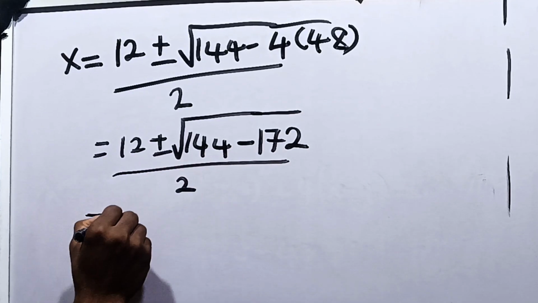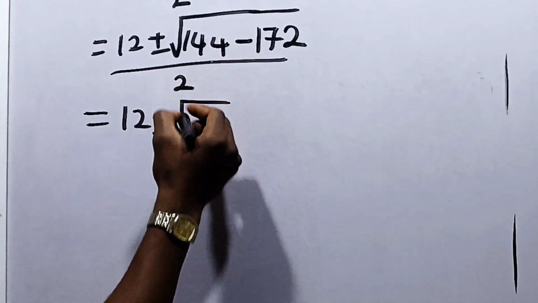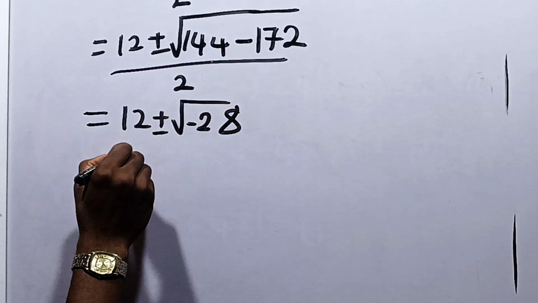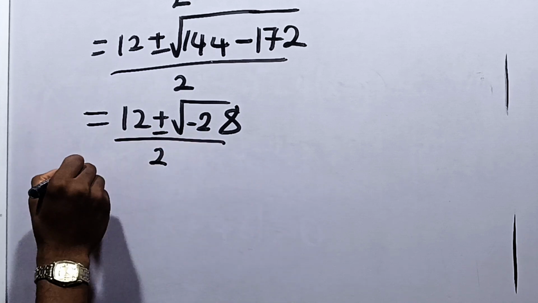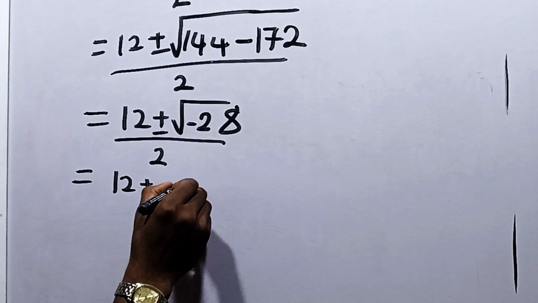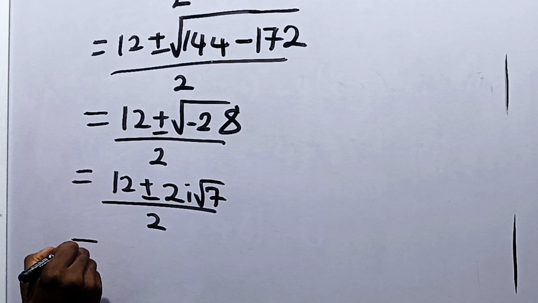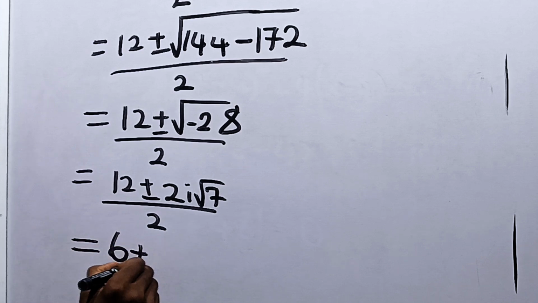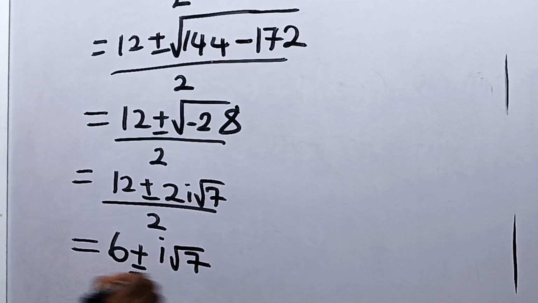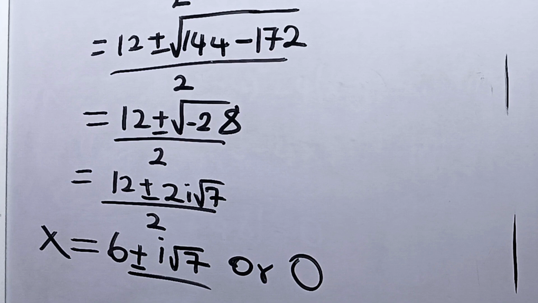Then this is equal to 12 plus or minus the square root of negative 48, divided by 2. Now this is equal to 12 plus or minus 4i root 3 all over 2. And this becomes finally equal to 6 plus or minus 2i root 3. These are the first three answers for x, together with x equal to 0.